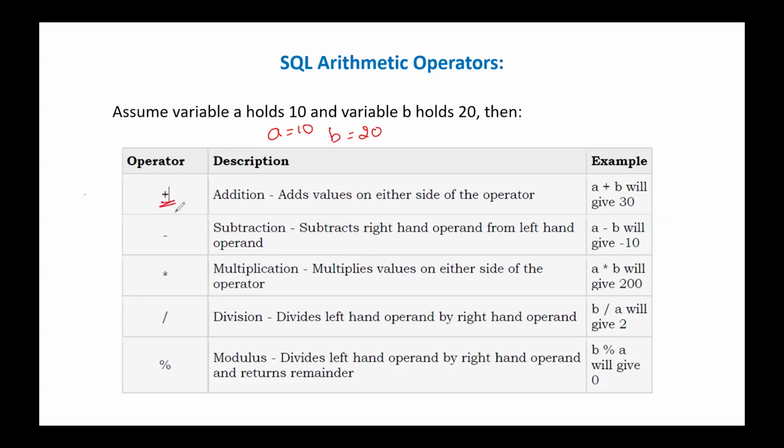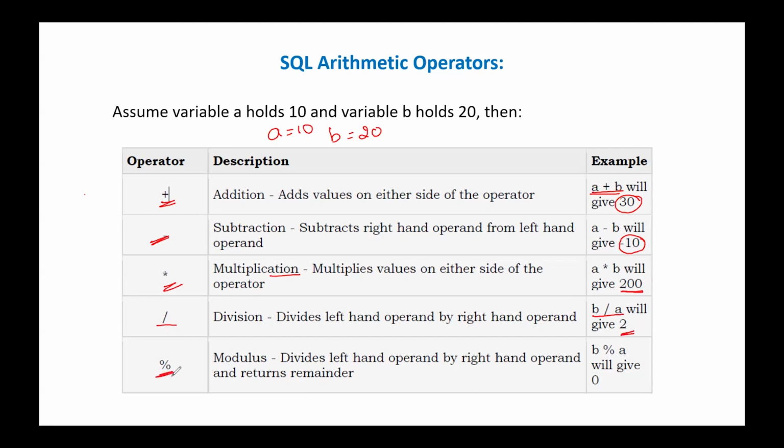Plus is nothing but addition. If I say A plus B, then I will get the value 30. Subtraction is a minus. If I say A minus B, I will get minus 10. Star is nothing but multiplication. A star B will give me 200. Slash is nothing but division. So B divided by A will give me 2.